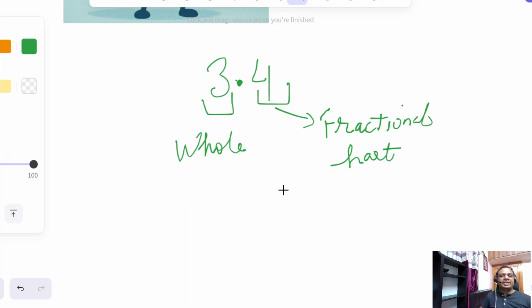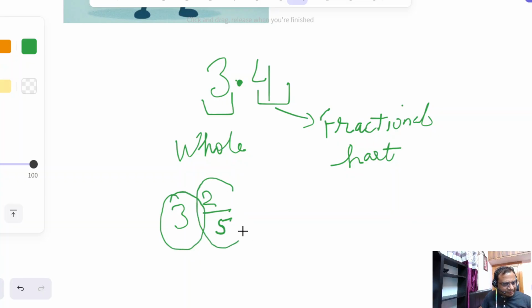For example, if I take a mixed fraction, 3 2 upon 5. As we already know, this is a whole part and this is a fractional part. So this fractional part can be written in decimal form. How? 2 is the dividend and 5 is the divisor.